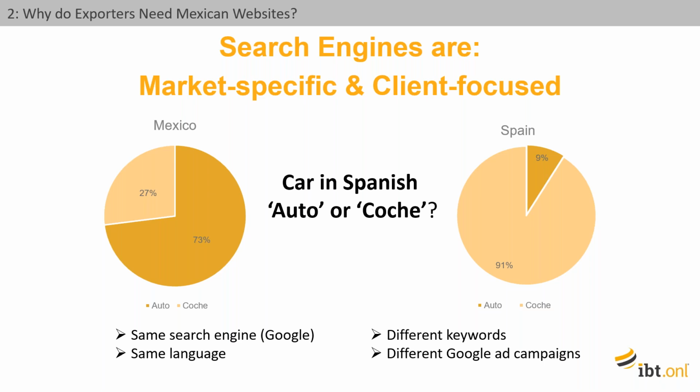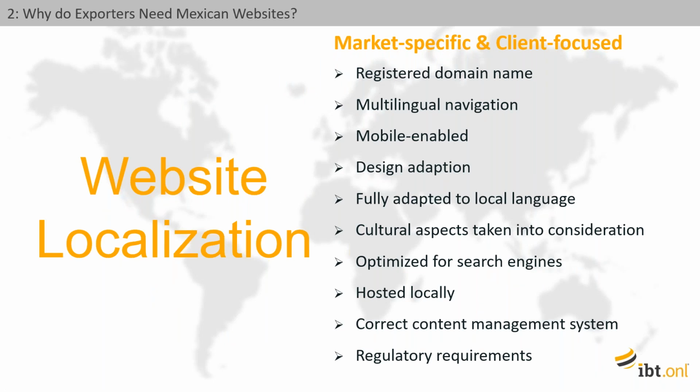This webinar is not about website localization. We have other assets for that. So I've listed just on one slide all the different criteria that define localization. And there's 10 criteria that I've listed here. And if anyone wants to have questions about them, please just reach out. We'll do that. But I just wanted to show you registered domain name. That's .mx for Mexico. It's mobile enabled. The design's adapted. It's optimized for the local search engine. It's hosted locally, and so on. So all those criteria are for localized websites.